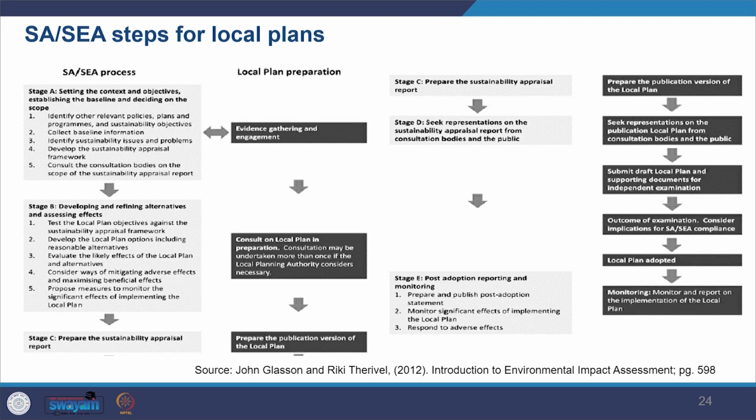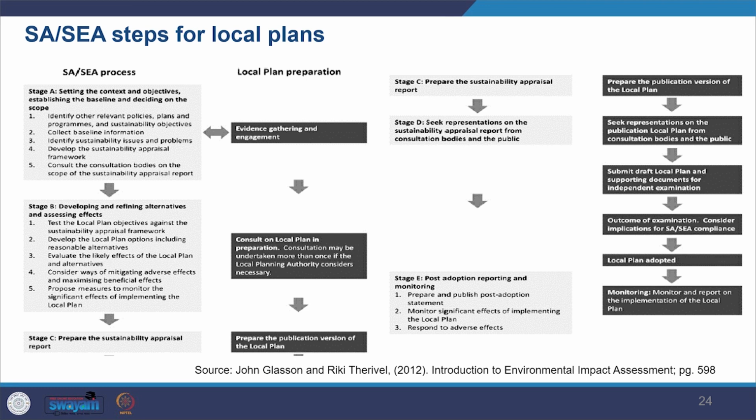Now looking at the SEA process, there are certain steps you can see here, and how, while you're doing the program planning and policy development, it can help you. In the SEA process, stage A is setting the context and objectives for what you're doing, and then you can have evidence gathering and engagement from the local plan preparation, whatever is being planned there, and transfer that here. Then stage B deals with developing and refining alternatives and assessing effects.